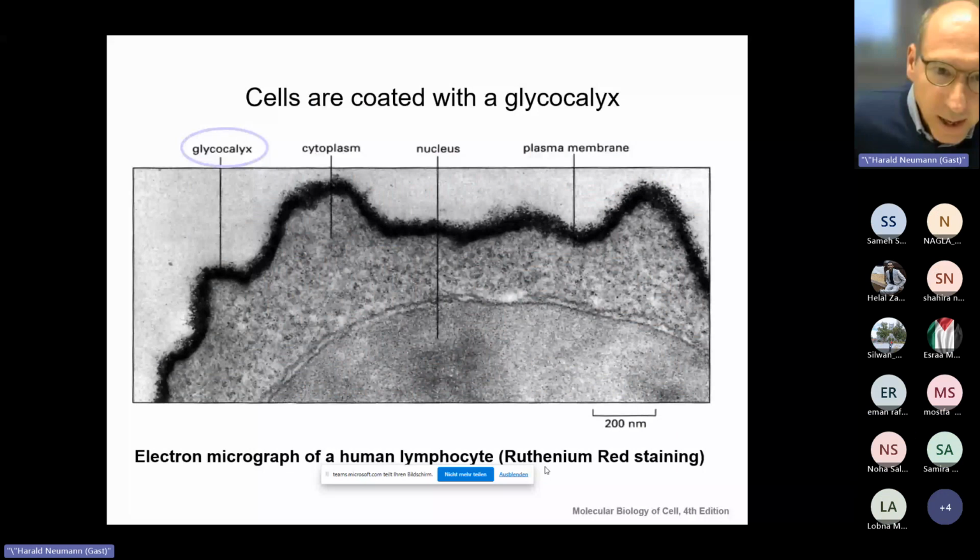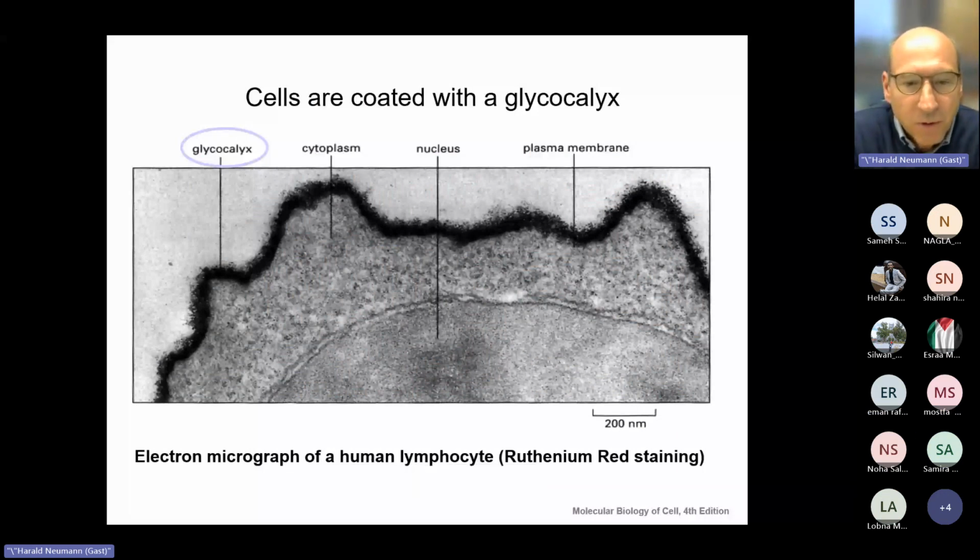This is an image from a textbook. It is an electron microscopical image and shows a lymphocyte, a human lymphocyte which has been stained with a specific ruthenium red staining, which is required to see also the sugar residues on the cell surface. And the sugar residues on the cell surface are the glycocalyx.